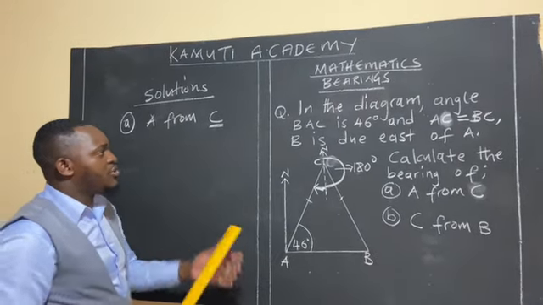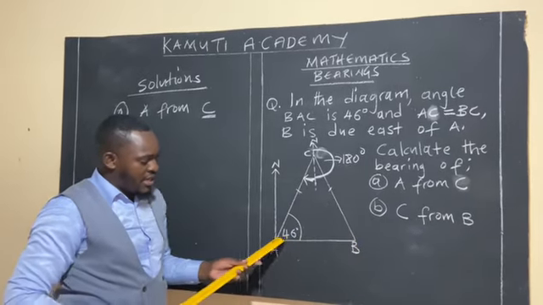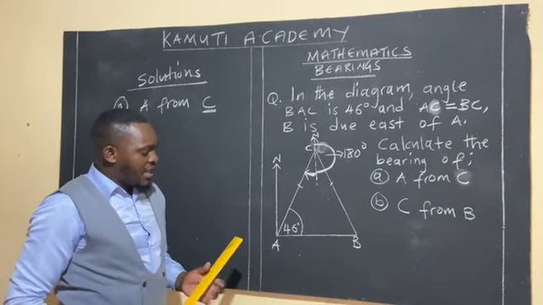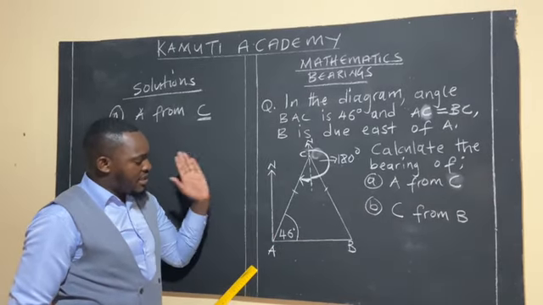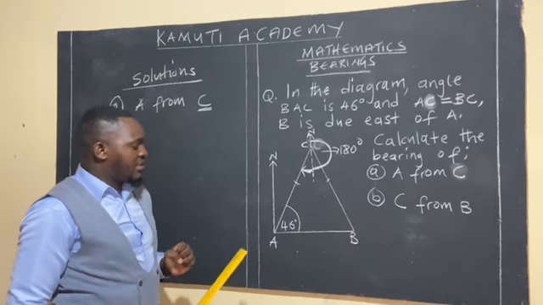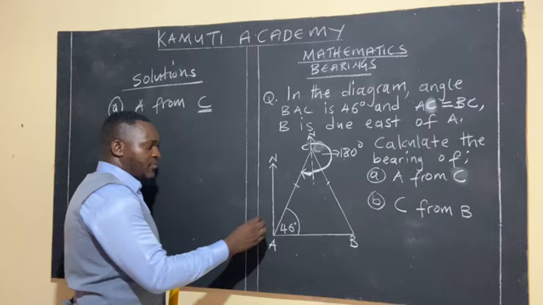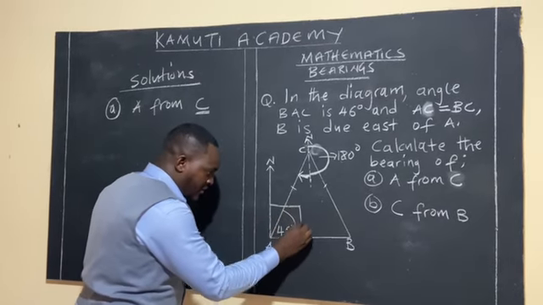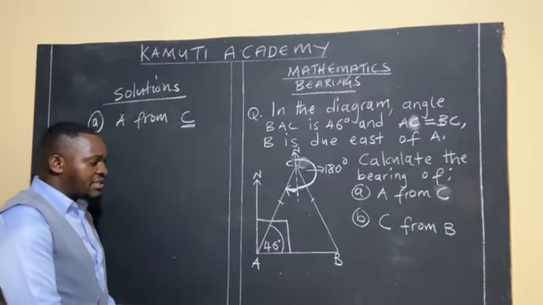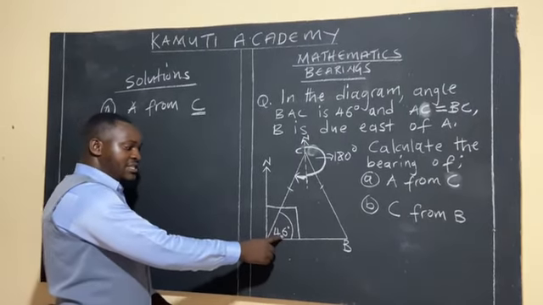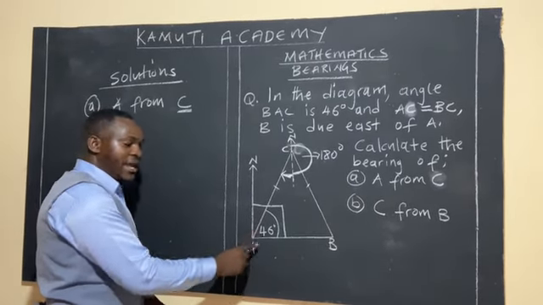So from the instructions, we've been told that B is due east of A. This simply means AB is a straight line, and at the end of A, there is a line here, a north, which is also a straight line. This simply tells us that this is 90 degrees. So the angle here is 90 degrees. Now, after knowing that that is a 90 degrees angle, then we have 46 degrees here. Then to find the angle here, we're going to say 90 degrees minus 46.